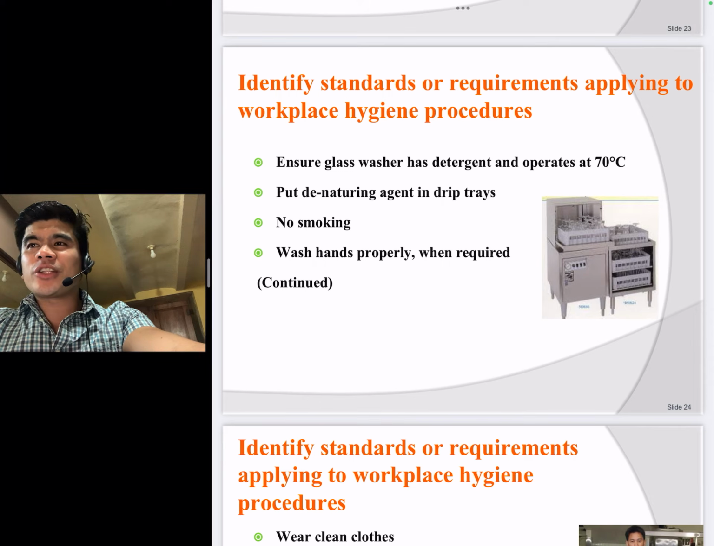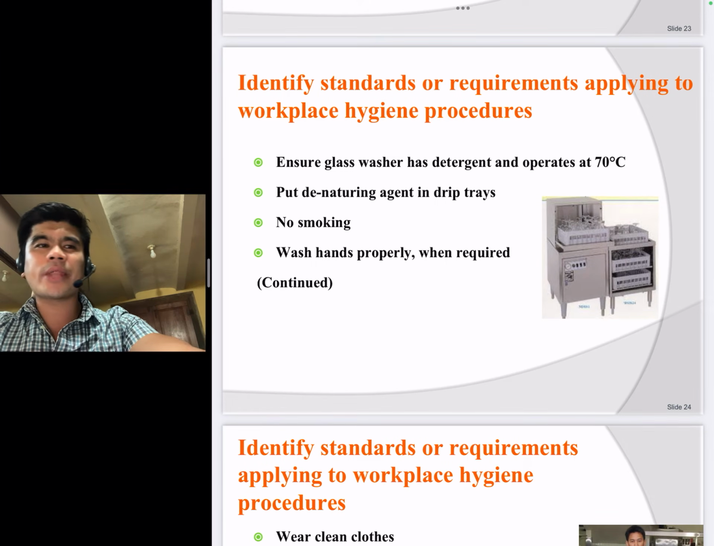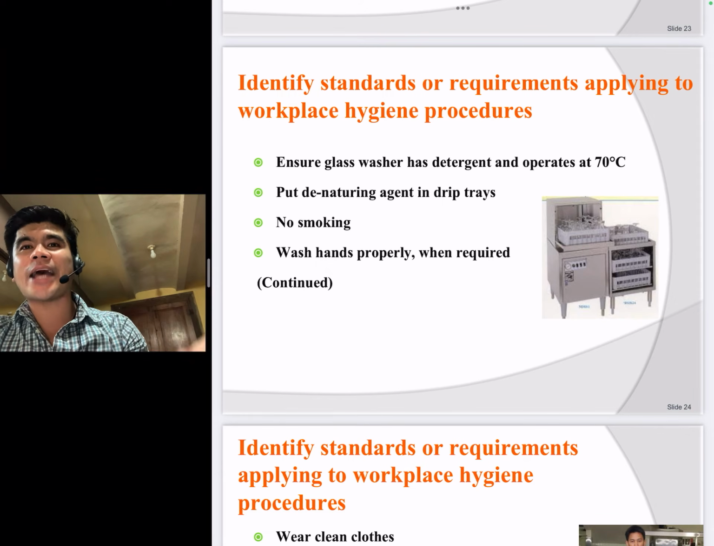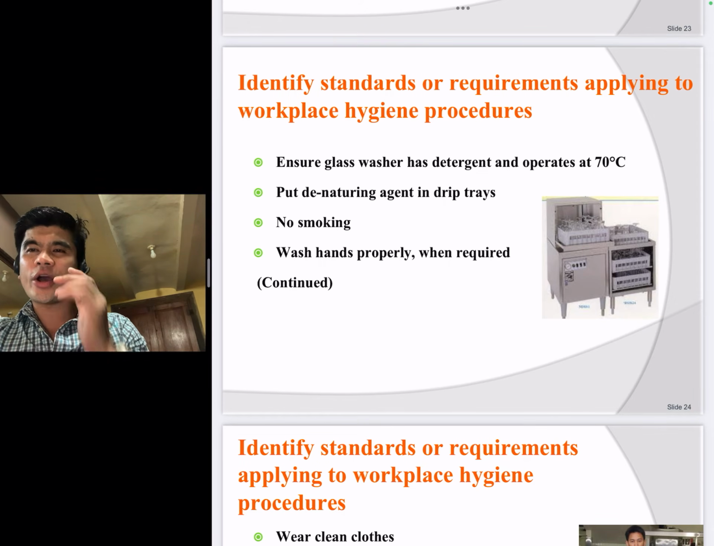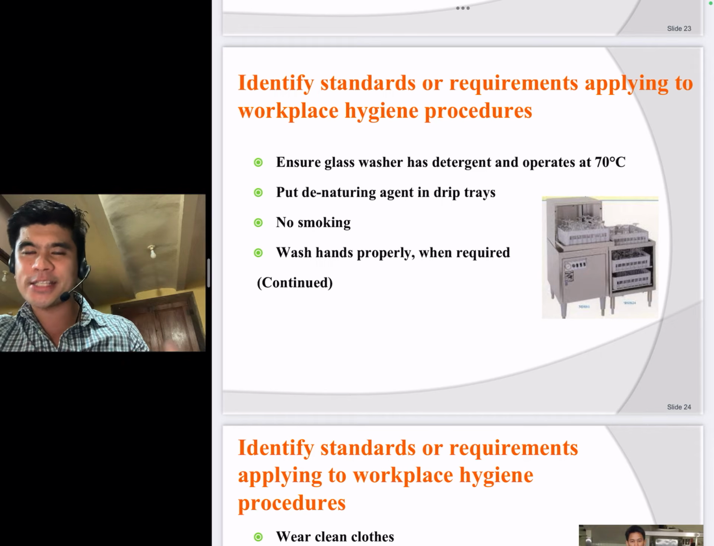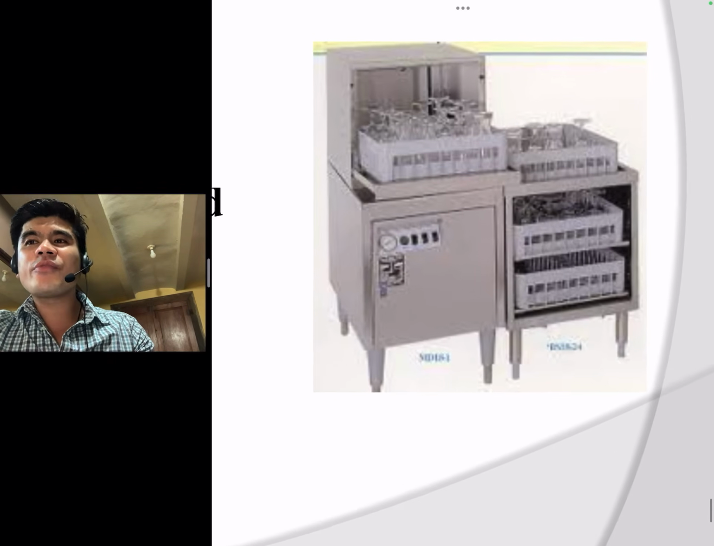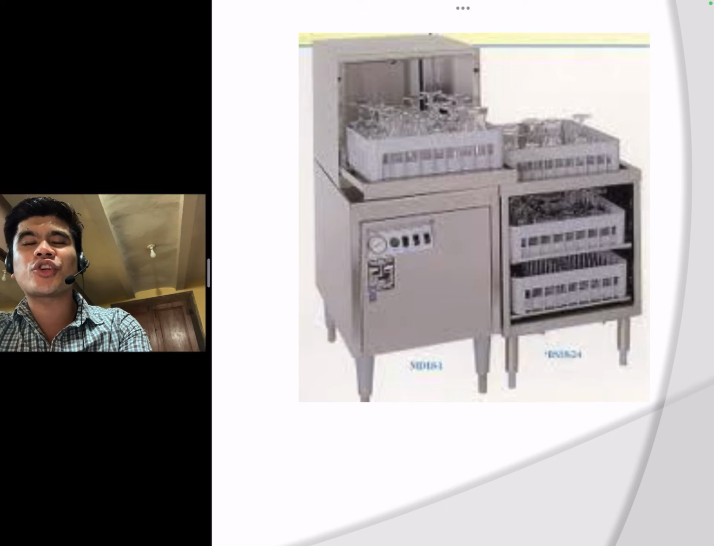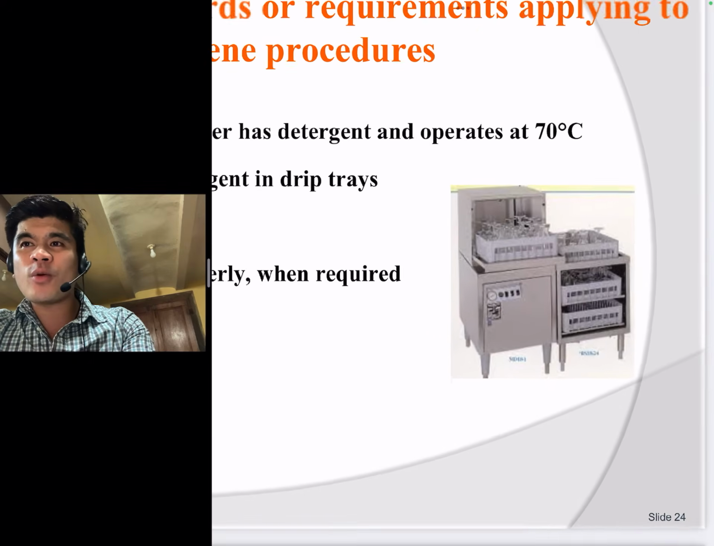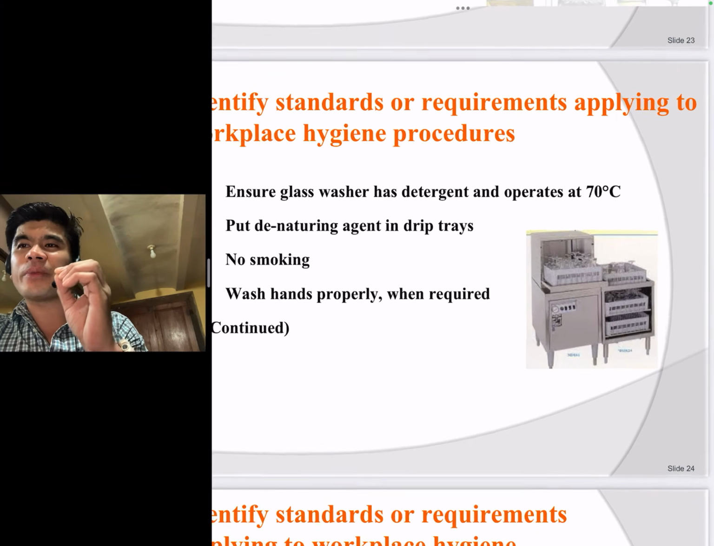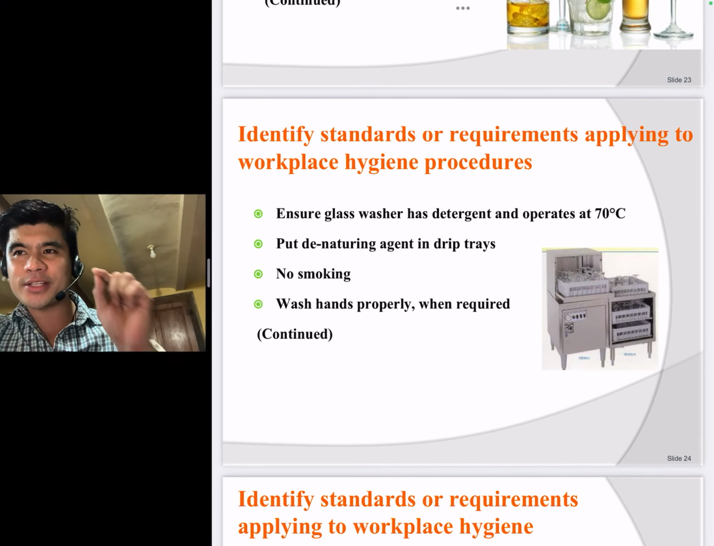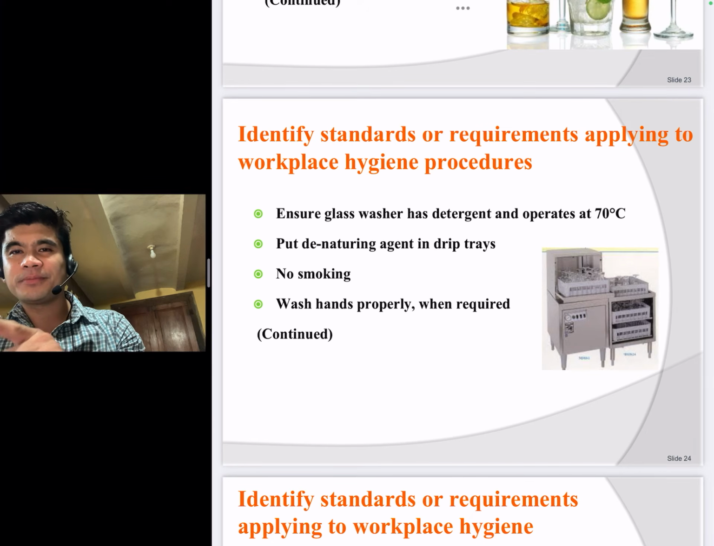Moving on, second to the last slide. Next, ensure the glass washer. This is basically talking about the glass washer machine. There is a temperature that you need to check. In every glass machine, there is a certain temperature that you can see. Whenever you put in the glass, make sure it is 70 degrees Celsius.